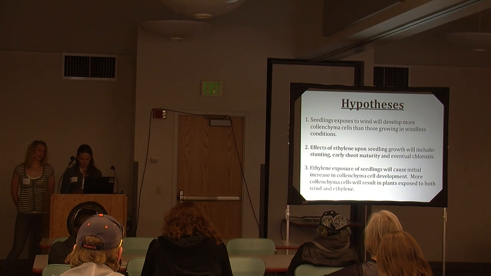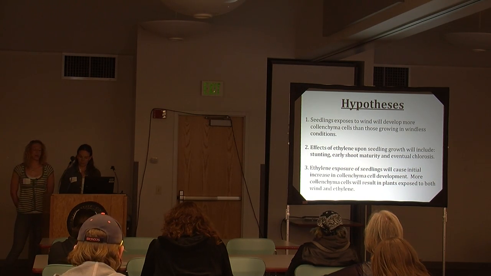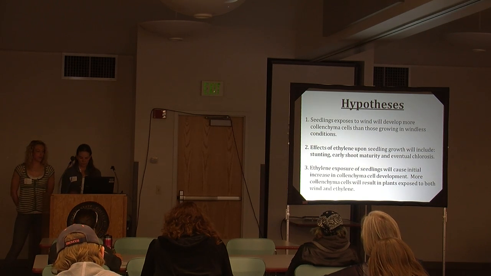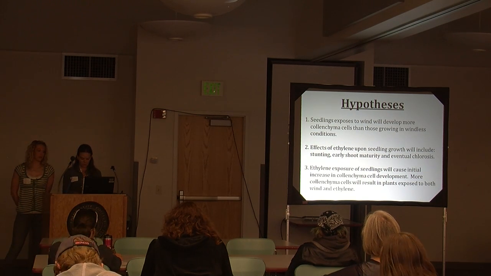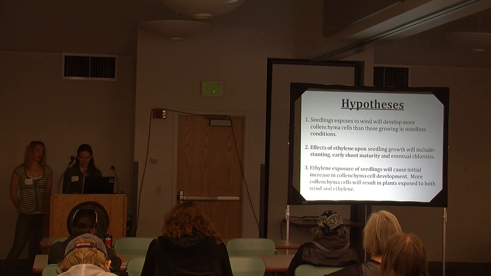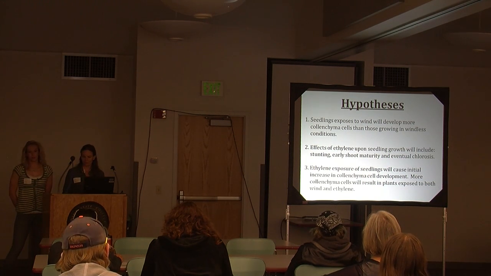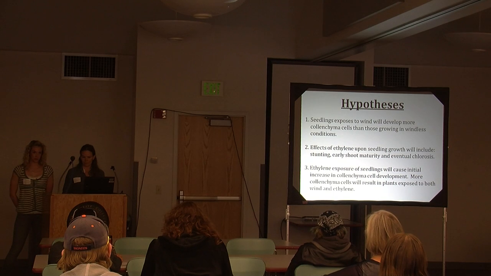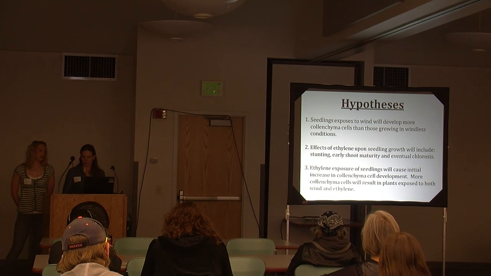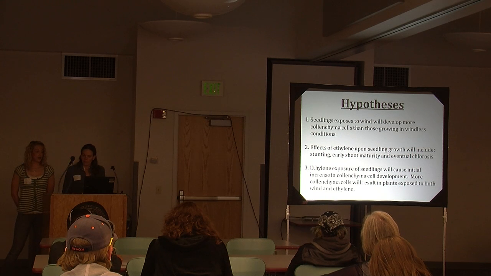So we made the hypothesis that seedlings exposed to wind will develop more Clink cells than those growing in windless conditions. The effects of ethylene upon seedling growth will include a triple response of stunting, early shoot maturity, and eventually chlorosis, which could also lead to necrosis in the long run. Ethylene exposure of seedlings would cause an increase of Clink cell development along with the wind.